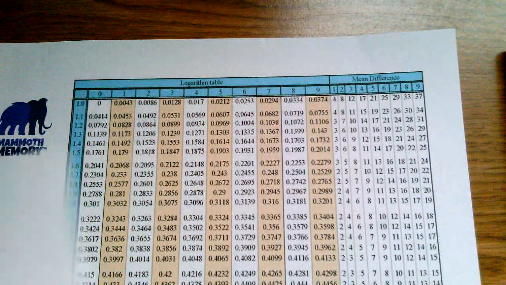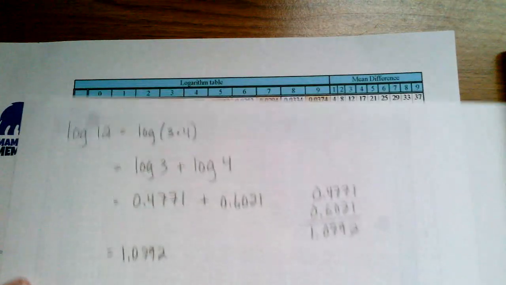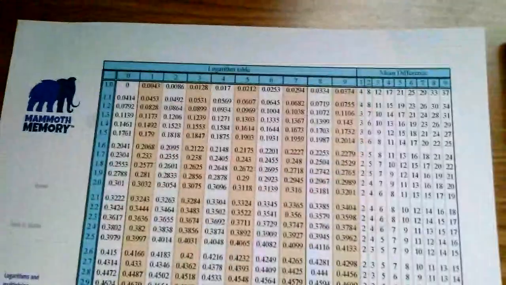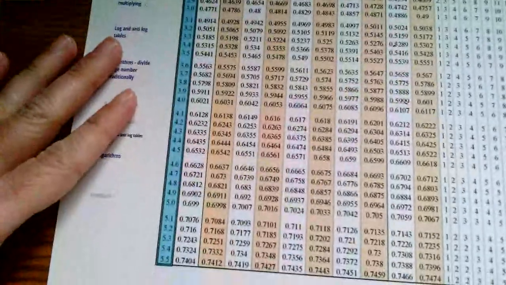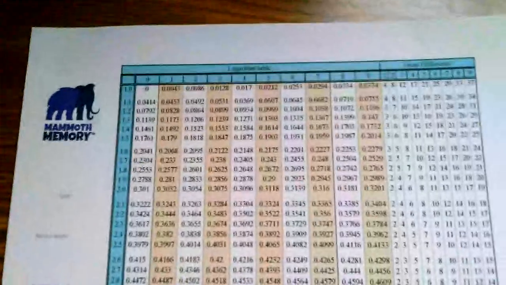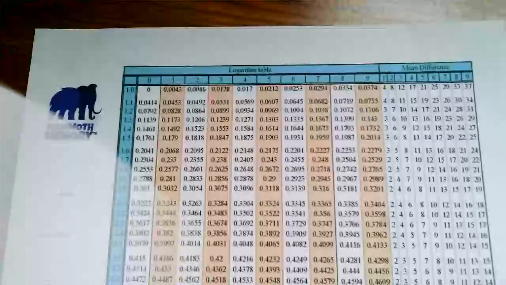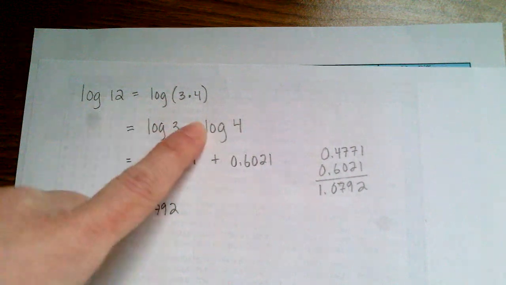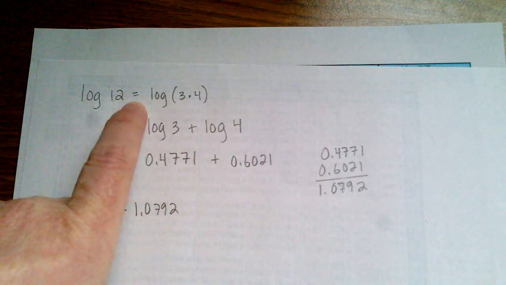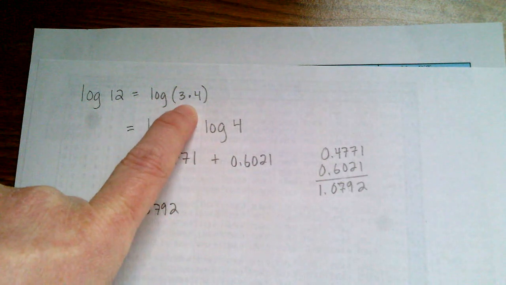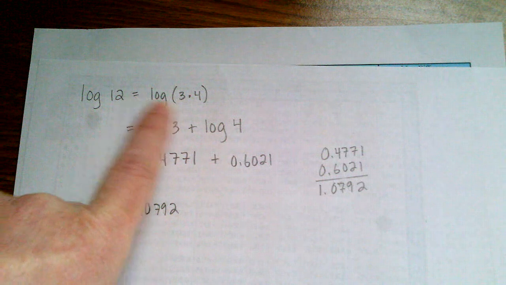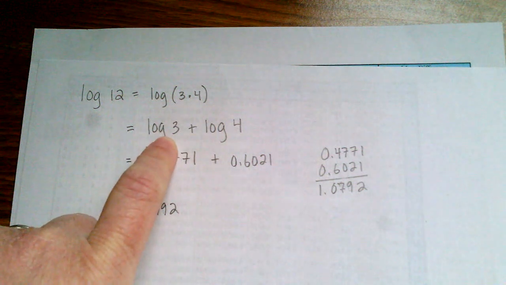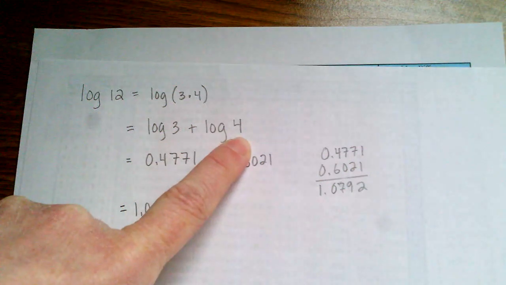But what they would have to do is they would have to find something. So my table only goes from 1 all the way down to 5.5. So they would have to find, if they got an argument that was bigger, like 12, they would have to find a product that was equal to 12 based on values that they had. So for example, you might write 12 as 3 times 4. And then you could use the product property to say that this is log of 3 plus log of 4.